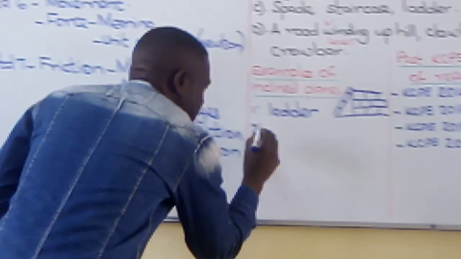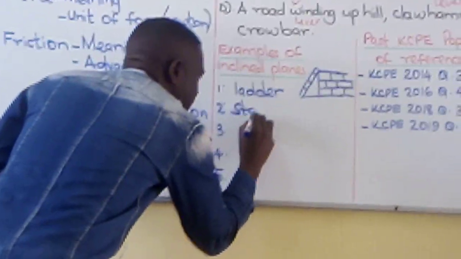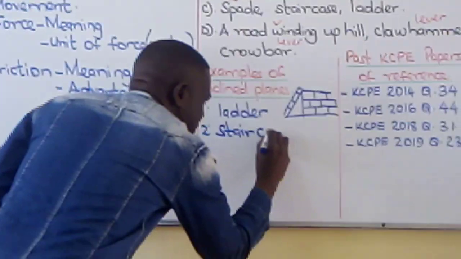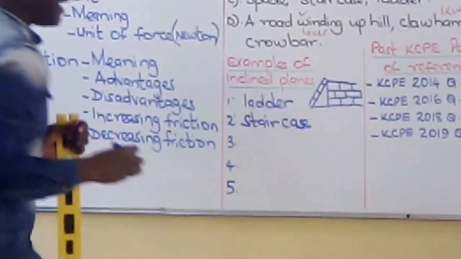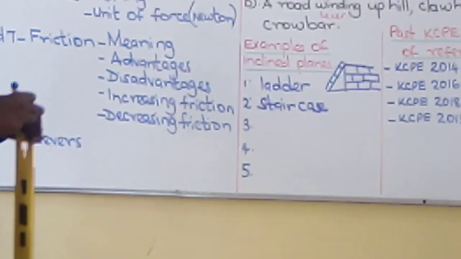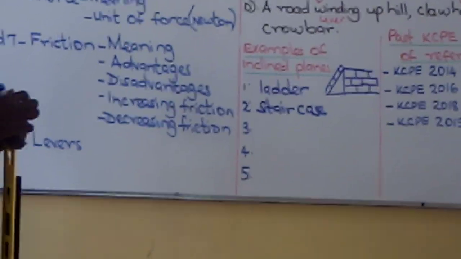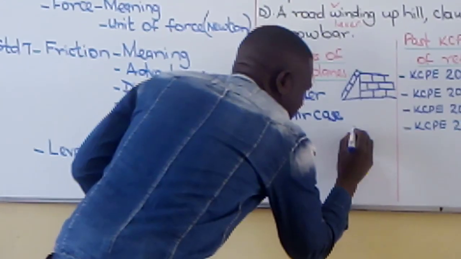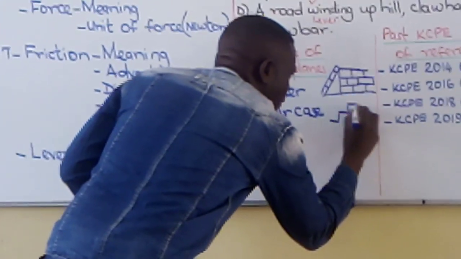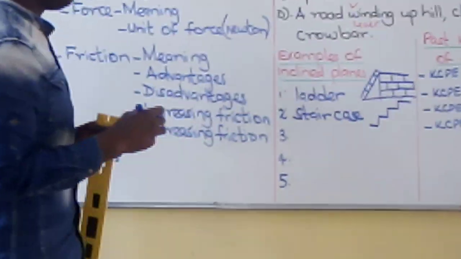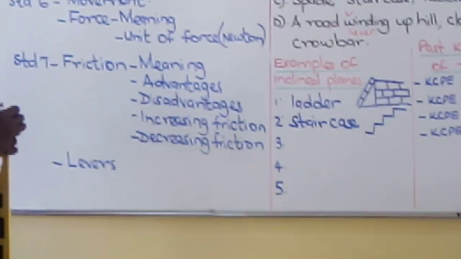Then, number 2, a staircase. We all know about staircases, especially those who live in storied buildings. You use a staircase to go to the floor of the building you want. That's an example of a staircase.